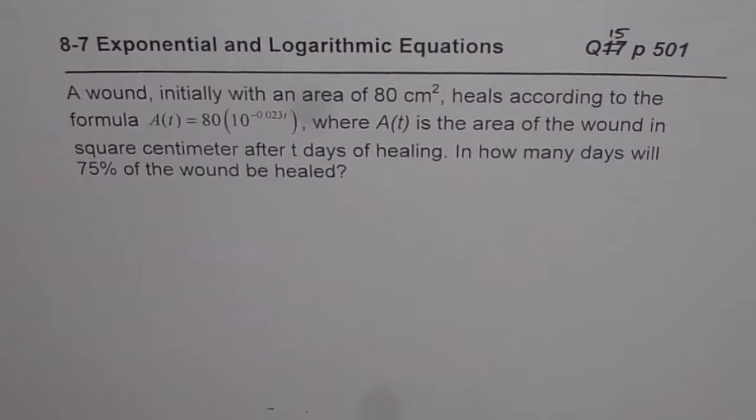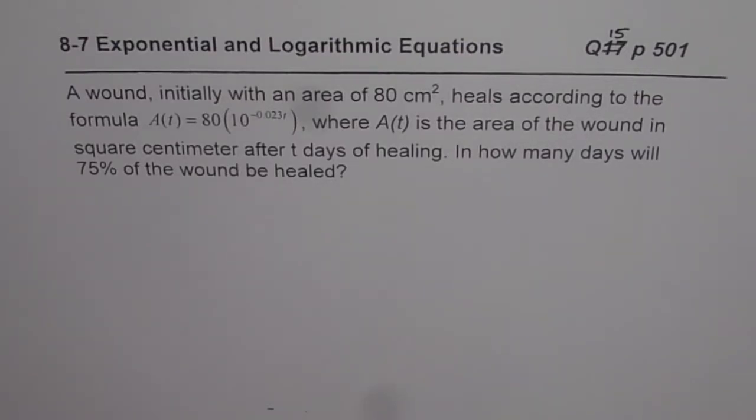This question is actually question number 15, page 501, Nelson Advanced Functions. The question is, a wound initially with an area of 80 cm² heals according to the formula A(t) = 80 × 10^(-0.023t), where A(t) is the area of the wound in square centimeters after t days of healing. In how many days will 75% of the wound be healed?